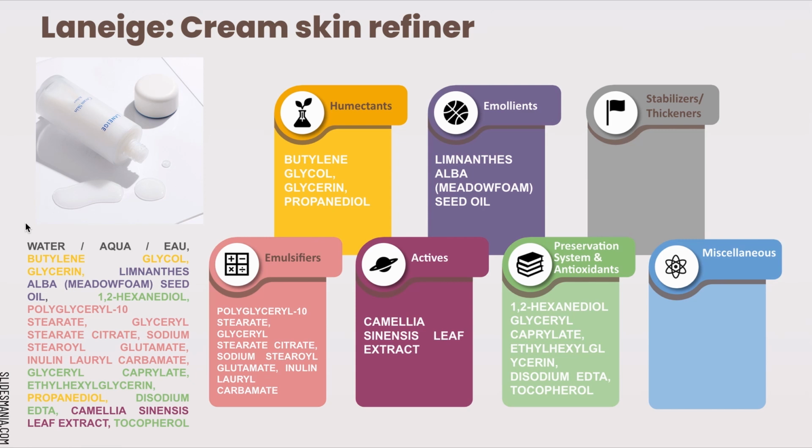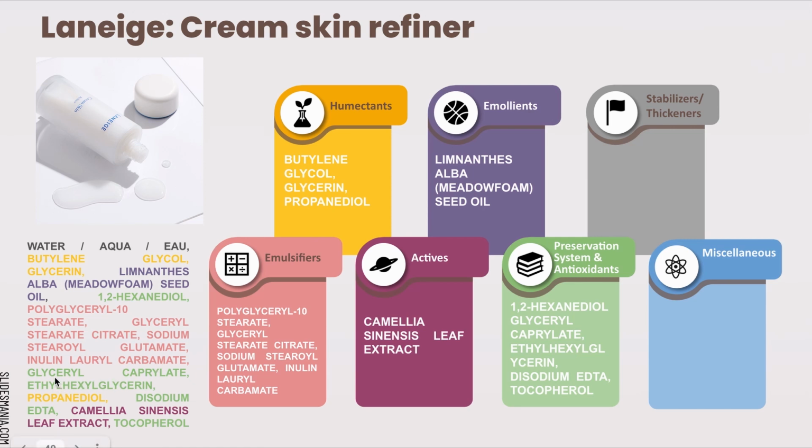And you can see here there is water, and then we have humectants like butylene glycol and glycerin, and you also see propanediol at the end of the list. And then we have emollients, which is the meadowfoam seed oil. And the 1,2-hexanediol is a solvent that acts as a booster for the preserving system. Then we have a bunch of emulsifiers, which are the polyglycerol 10 stearate, glycerol stearate citrate, sodium stearoyl glutamate, and then we have also inulin lauryl carbamate, which is an emulsifier but also acts as a stabilizer.